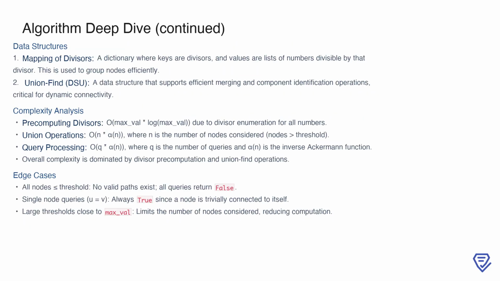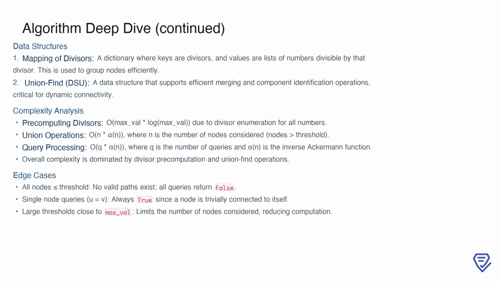To implement the algorithm, we rely on two key data structures. The first is a mapping of divisors, where each divisor maps to a list of numbers divisible by it. This allows us to group nodes efficiently as we process the graph. The second is the union-find data structure, which is critical for dynamically managing connected components. Together, these structures enable us to handle the problem efficiently.